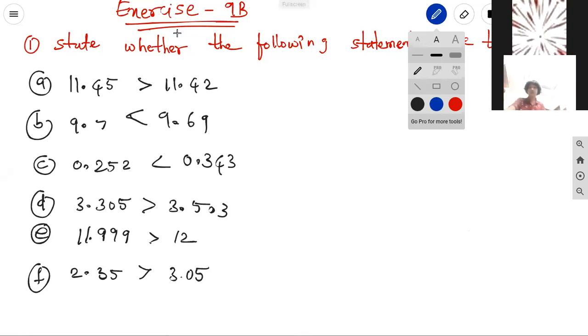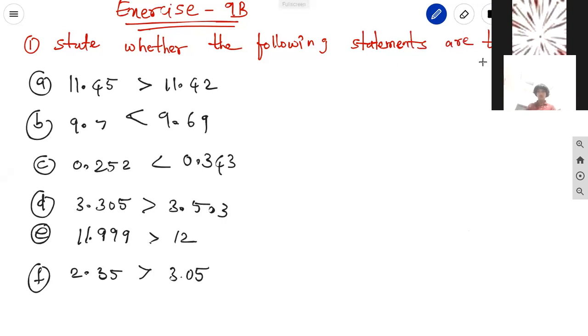Exercise questions here. State whether the following statements are true or false. Here we can compare the decimals. Here first we can compare like fractions or unlike fractions. It's a 4 here, decimal point after 2 digits, it's like fraction.